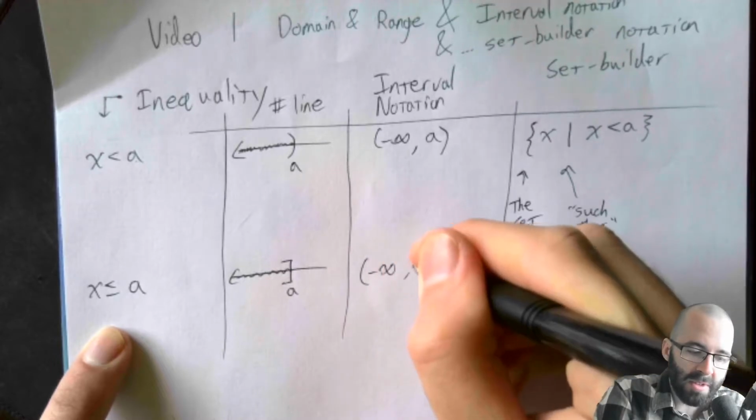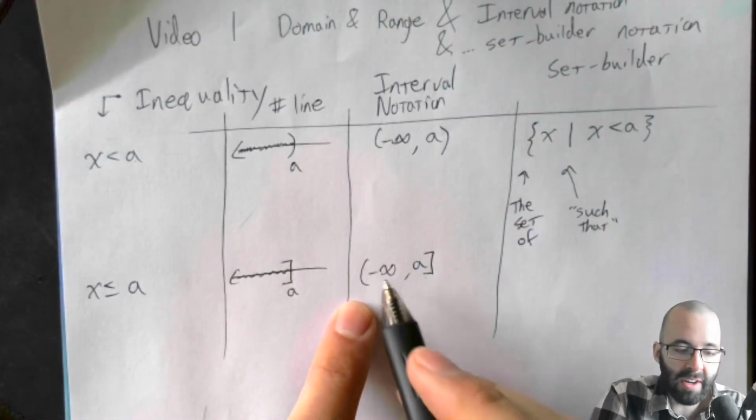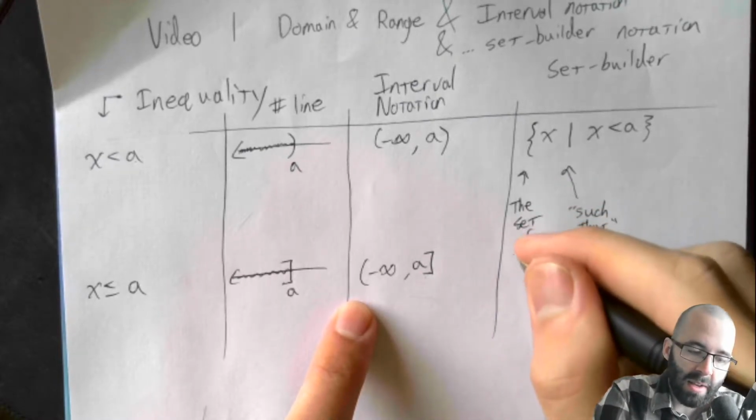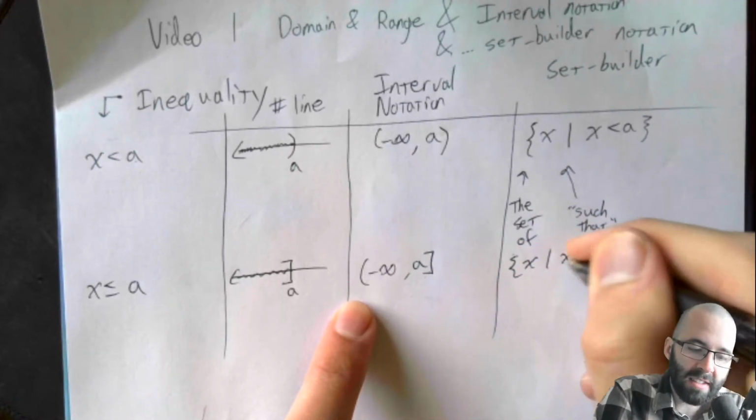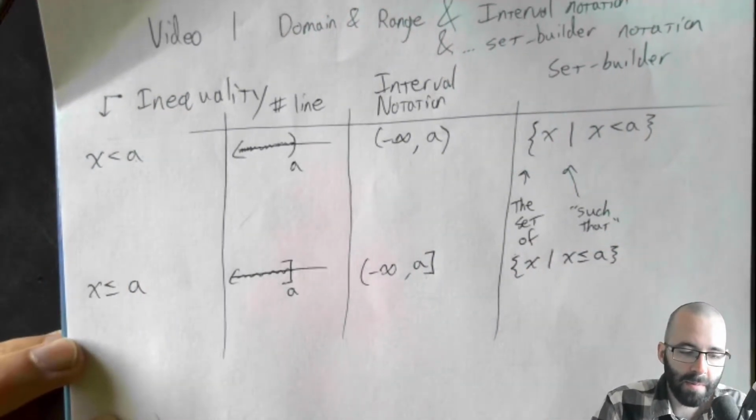Interval notation's almost the same, but now it's a bracket. And remember, this is never a bracket, ever. Infinity will always be a parenthesis. Then we just change it to the set of all x, such that x is less than or equal to a. That's it.